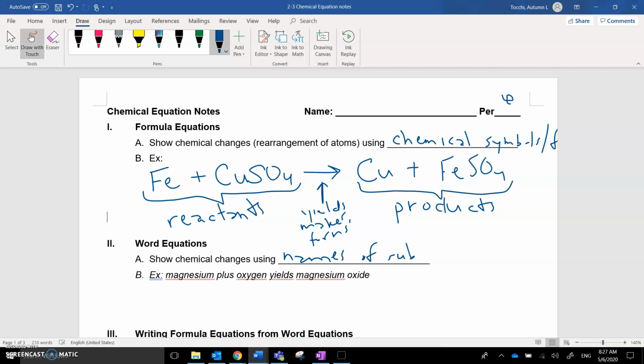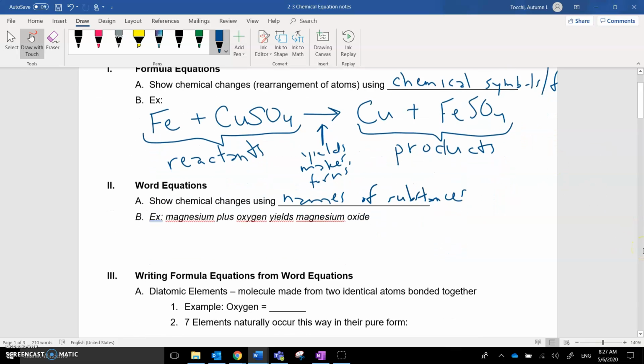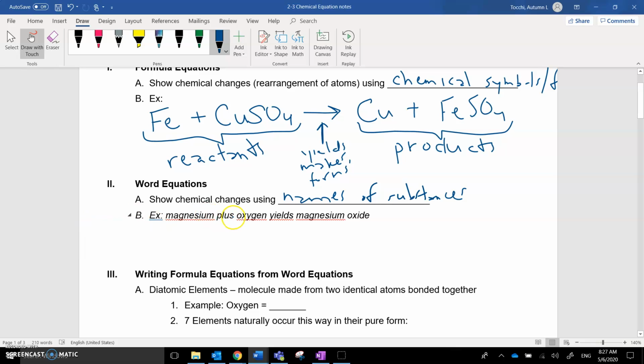So a lot of people think of this as going from like English to Spanish or English to Chinese or English to Somali or whatever else, right? So we have our English version, right? Magnesium plus oxygen yields magnesium oxide. And then we want to translate it into the chemistry version, right? So we have to go find our elements. Magnesium plus oxygen, and it's O2.